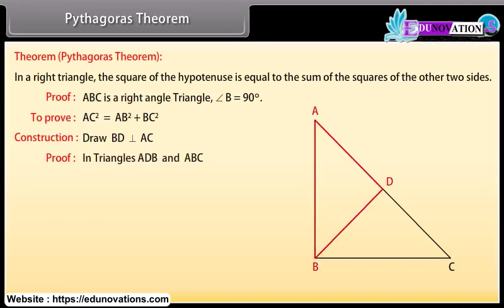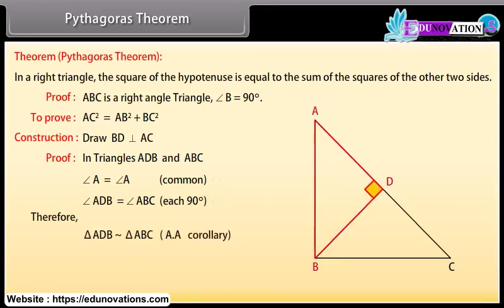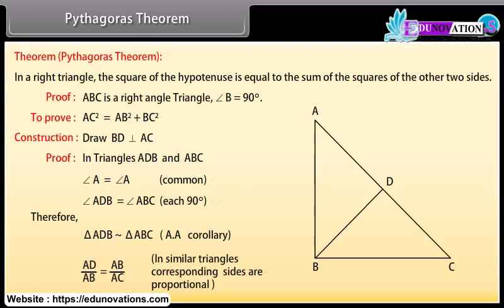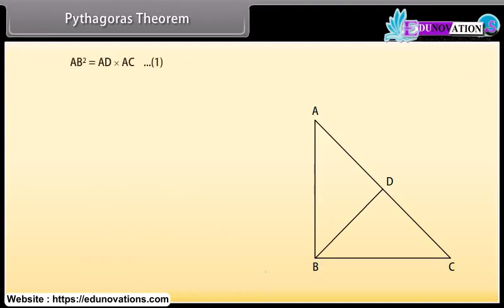Proof: in triangles ADB and ABC, angle A is equal to angle A, common. Angle ADB is equal to angle ABC, each 90 degrees. Therefore, by AA corollary, triangle ADB is similar to triangle ABC, which implies that AD upon AB equals AB upon AC, because in similar triangles, corresponding sides are proportional. Or we can write it as AB square equals AD into AC, mark it as 1. Similarly, BC square equals DC into AC, mark it as 2.